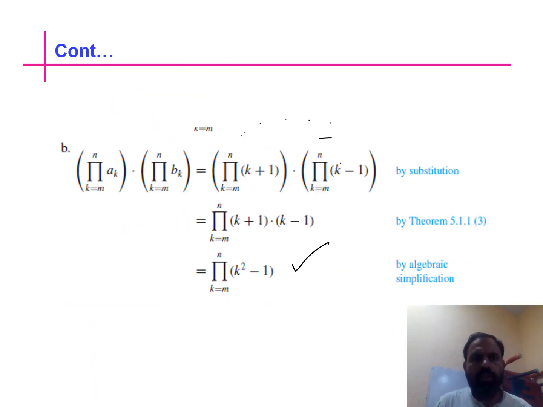And in the second part, where the product of a_k b_k, k varies from 1 to n, so k is equal to m. So now we take the product, and we put the values of these two sequences a_k and b_k by substitution. Since these are in the product, we can write these two terms as (k plus 1) into (k minus 1). So by algebraic simplification you can write it as the product of k square minus 1. So this is the simple solution of this example.